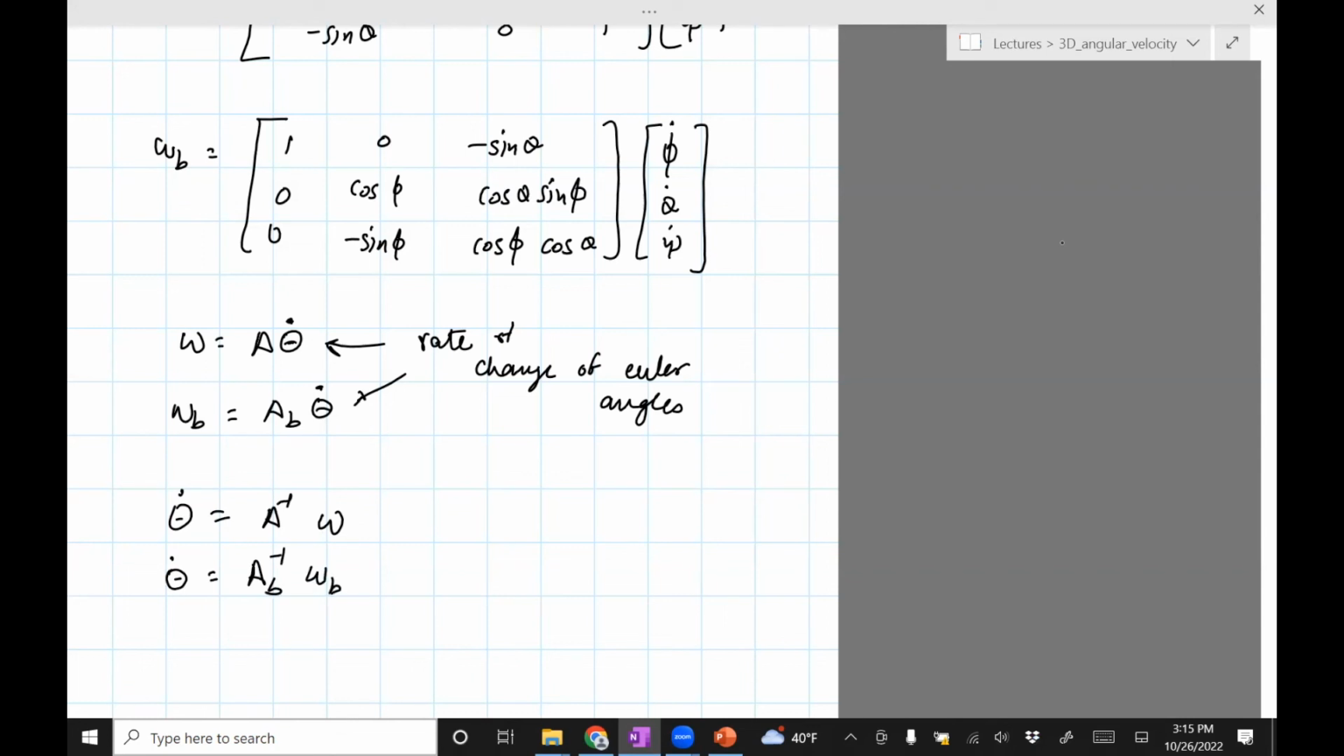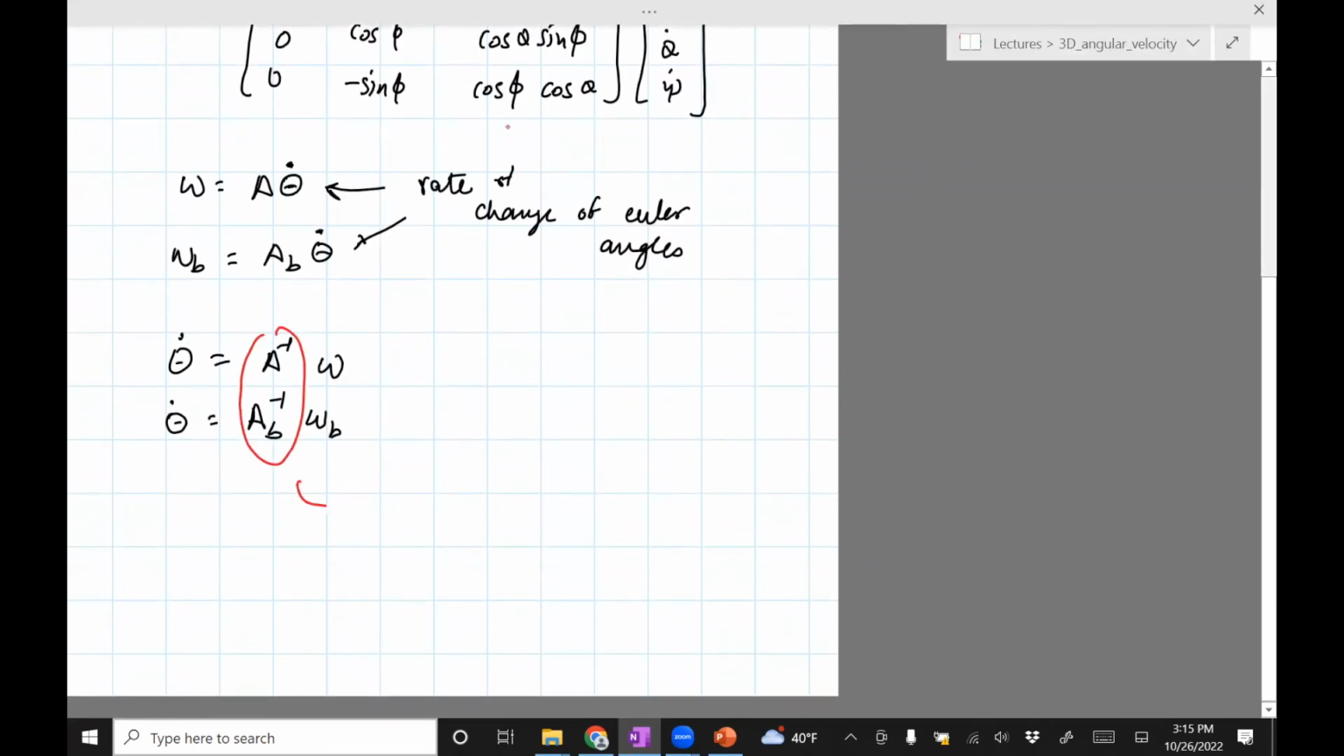then you need to be very careful about A inverse, because A inverse can become singular. If it doesn't become singular, it's good, but if it does, it will be a problem, just like for the manipulator, where there was a singular solution. It turns out that A inverse and A_B inverse are singular when cosine theta equals 0, or theta equals pi by 2. That is, when the middle angle becomes 90 degrees, you will have a singularity.